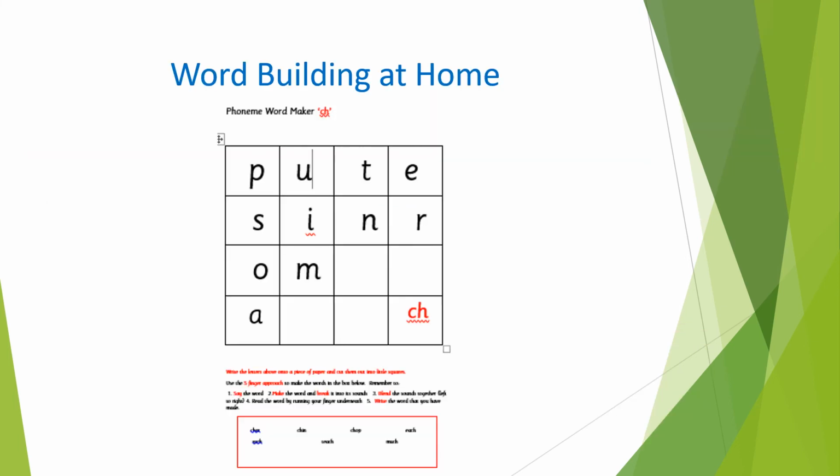Word building at home. You may have a magnetic board at home, and that's super. However, don't worry if you don't. Your child may have a sounds tub, and you can use the letters from this tub to make words using the 5-finger approach and practice writing on a whiteboard or a piece of paper. Your child's teacher may also provide you with a word maker, and with this word maker you can cut up the letters and make the words that are on the list.